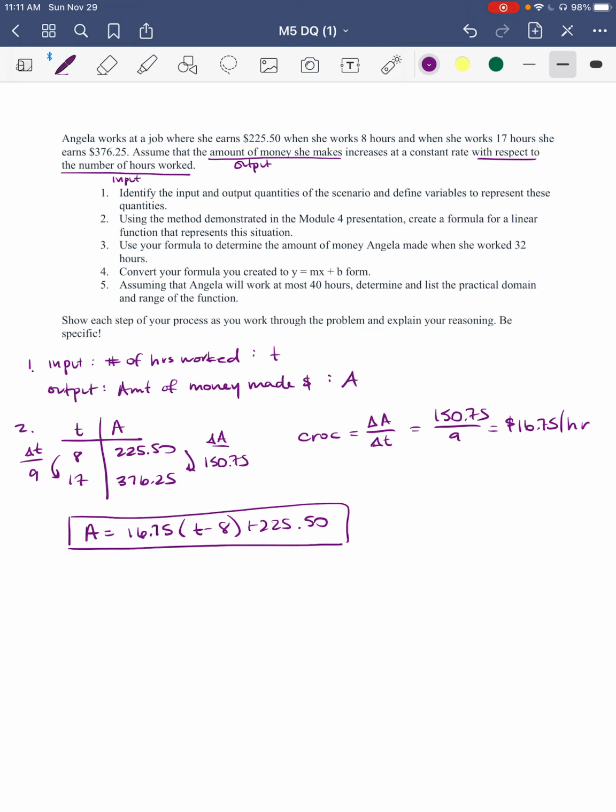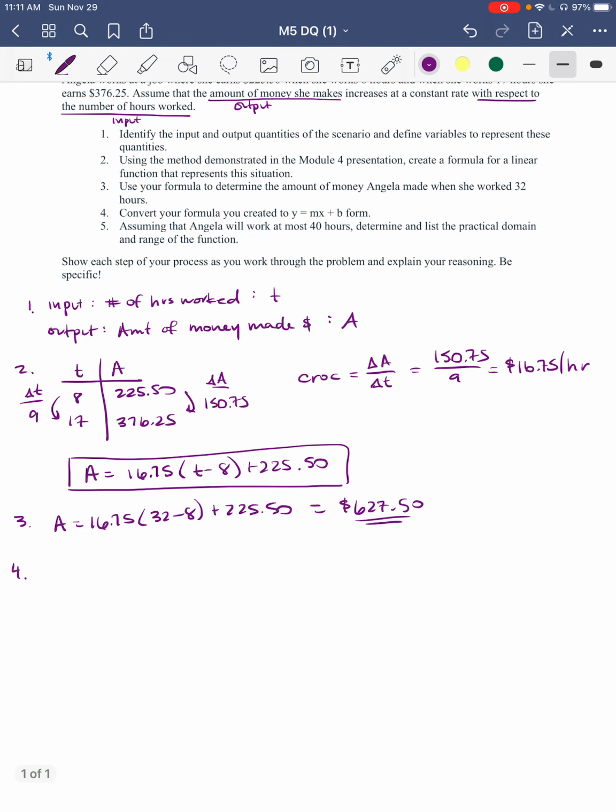Right here. For number 3, it says use the formula to determine the amount of money Angela made when she works 32 hours. So I'm just going to use that, and I'm going to input 32 in for the number of hours she worked. You could also, I know it says use the formula, you could also add it into a table if you are one of those people who likes to organize all that info in tables and kind of do what we did when we were filling in our tables before. But if you do it either way, you should get $627.50.